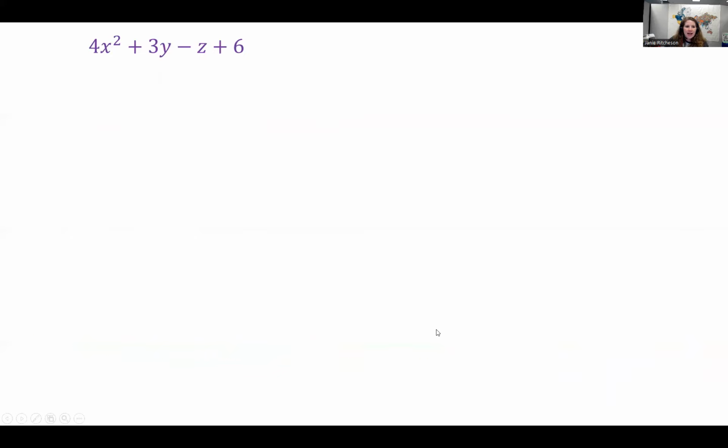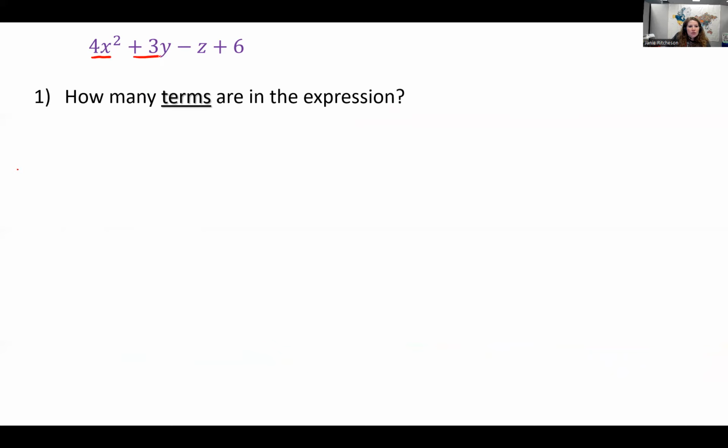All right, so here we have another expression. How many terms are in the expression? So the terms are 1, 2, 3, 4. We have 4 terms. What is the exponent? The only exponent I see is a 2, the only exponent.